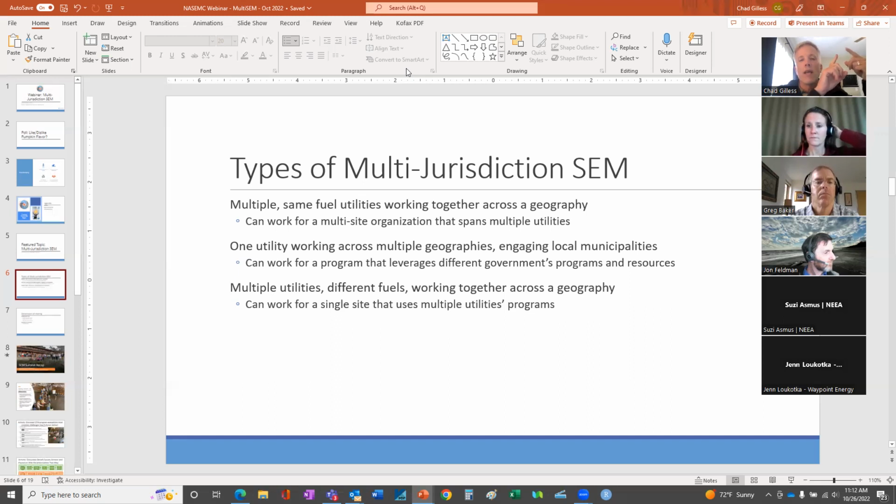Next one is one utility that works across multiple geographies. For example, again, I'll use the Seattle area. Puget Sound Energy spans multiple municipalities, like Bellevue and Redmond and many other cities of their area. And so in that case, instead of working with other electric or gas utilities, which they sometimes do, they can also work with government programs, be it from the county level, they work across multiple counties, or be it from those local cities.